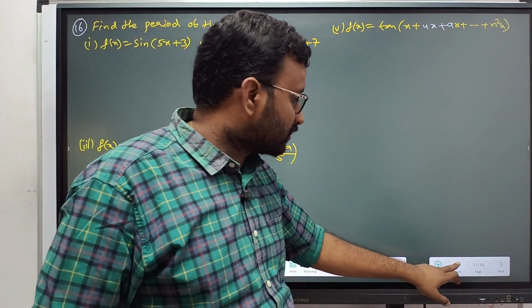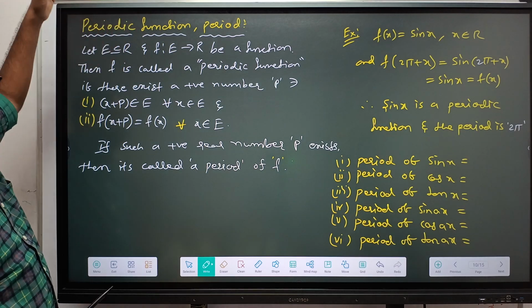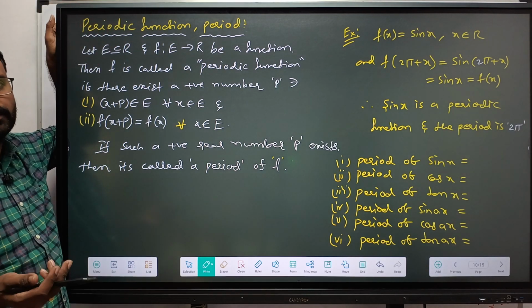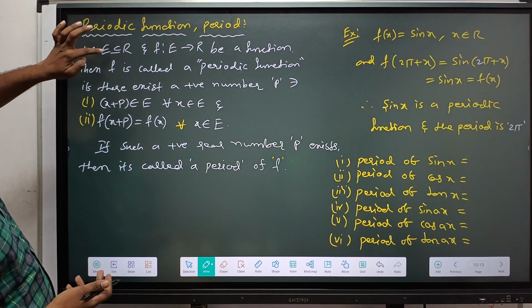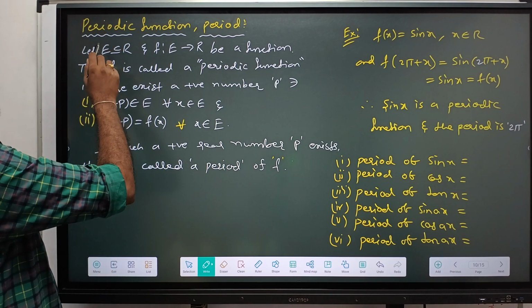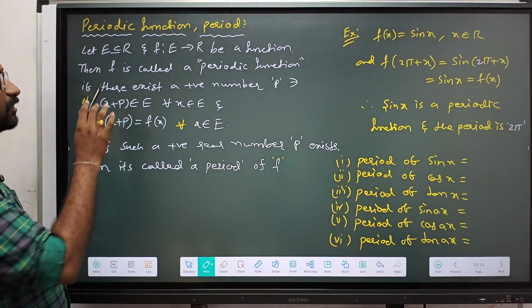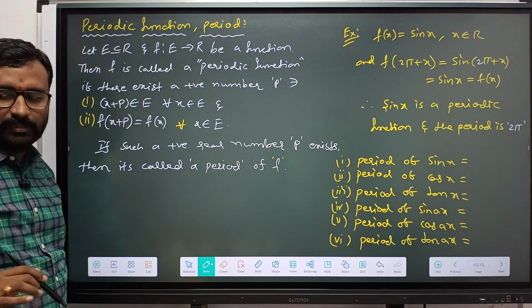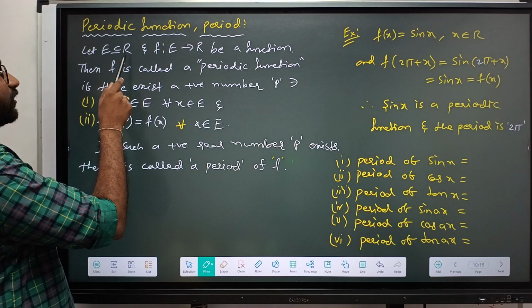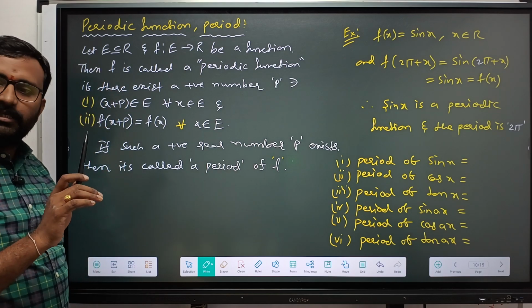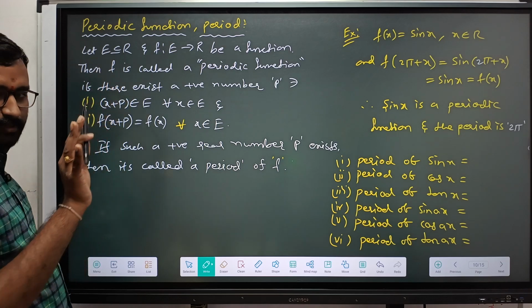What is the meaning of periodic function and period? Periodic function: we already finished the functions chapter. Let E be a set which is a subset of or equal to R. What is the meaning of R? Real numbers. So we are taking a subset from real numbers, maybe equal to also. Whatever it is, we are taking some real number set.